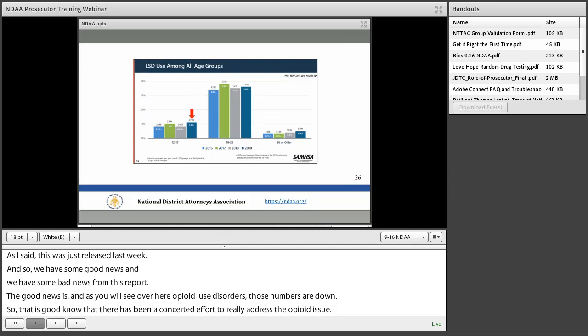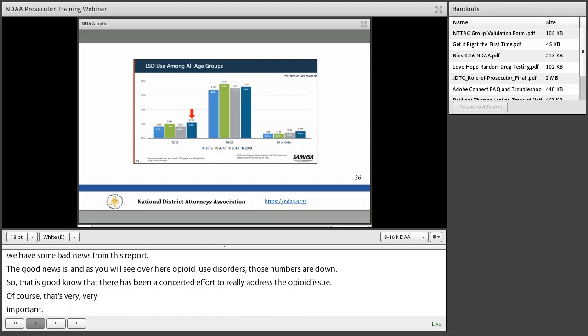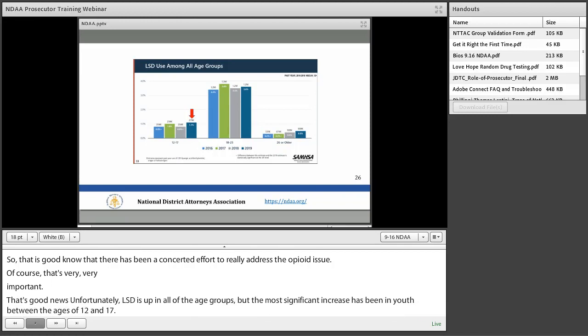Unfortunately, LSD use is up in all the age groups, but the most significant increase has been in youth between the ages of 12 and 17. So, a lot of times when we're talking about substance use and substance misuse and addiction, it's like we're playing whack-a-mole. We can put all the focus on opioids and then, whoops, you look over and the numbers in LSD are going up and then meth problems are increasing.